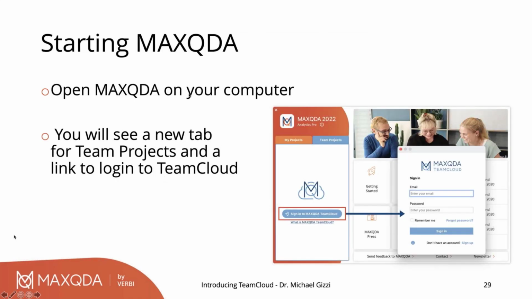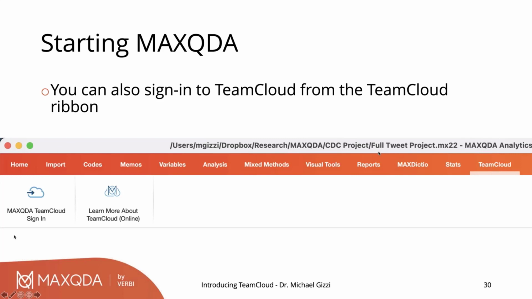So the first thing is when you start MAXQDA, you're going to see a new tab that says Team Projects. And if you click on the blue tab for Team Projects, it will have a link for you to sign into your TeamCloud account. So you need to do that initially. You can also access this from the new TeamCloud ribbon right here, which will say the sign in.